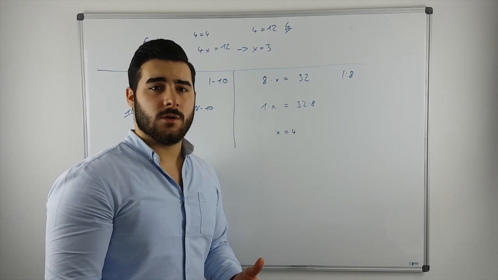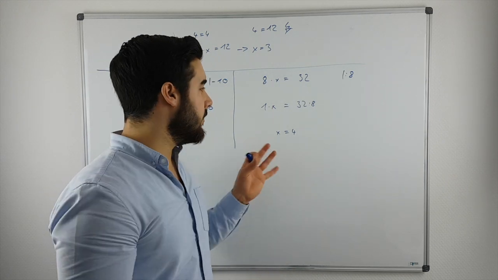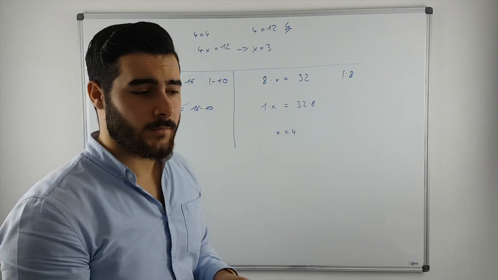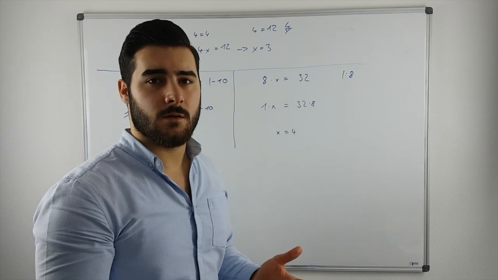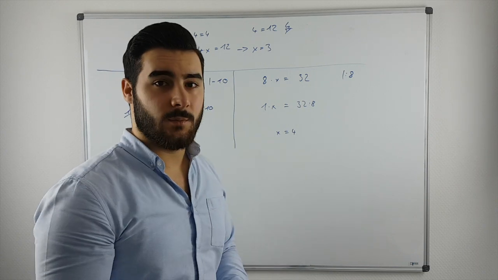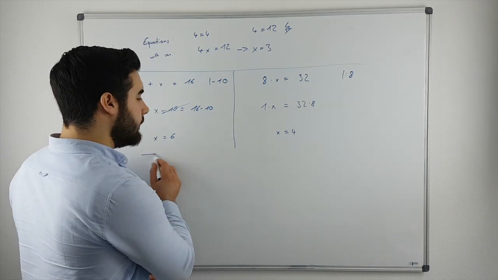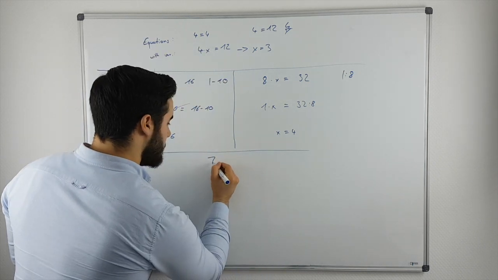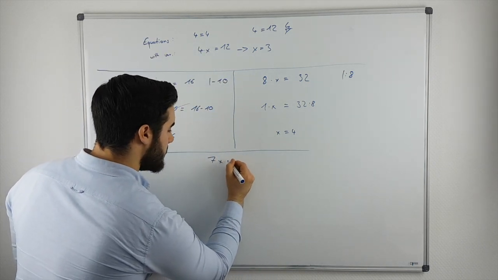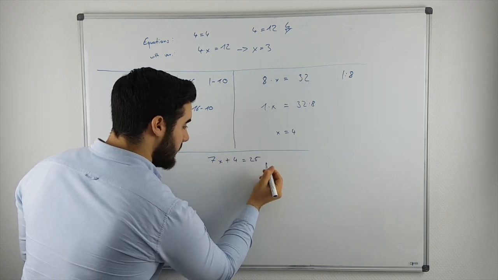In order to conclude this, I want to do an example where we combine these two together with you. So take a pen and some piece of paper and do this example before you see my result. So the equation that I will give you is now 7x plus 4 equals 25.